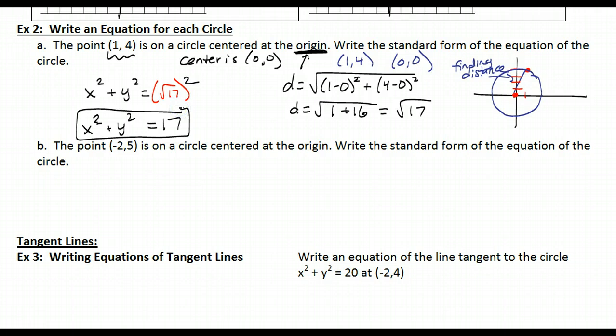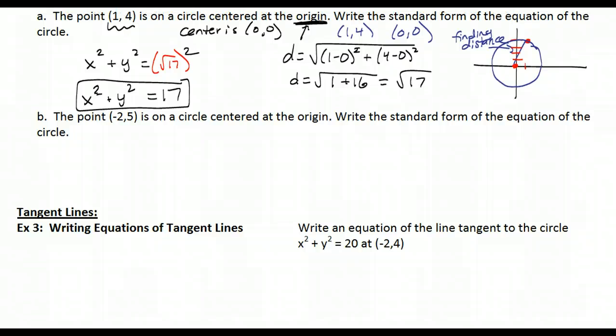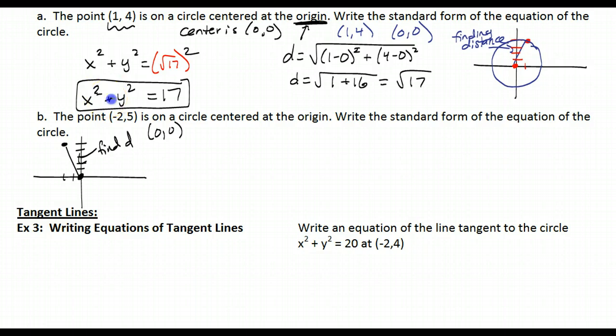Okay, why don't you try B? So go ahead and pause the video and try B, and then when you unpause, I'll have the answer showing. Again, this circle is centered at the origin, so I'm trying to find the distance between (-2, 5) and (0, 0). See if you can plug that correctly into your distance formula, and try to do the equation of the circle too. See what you can do.